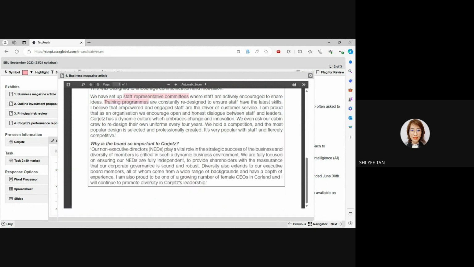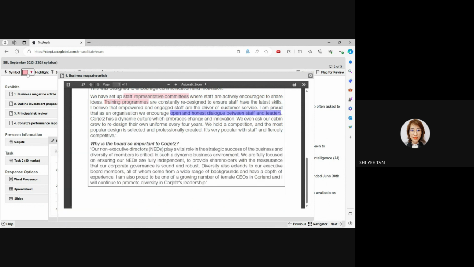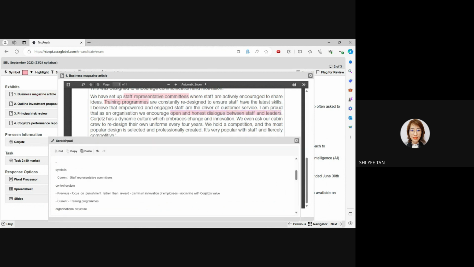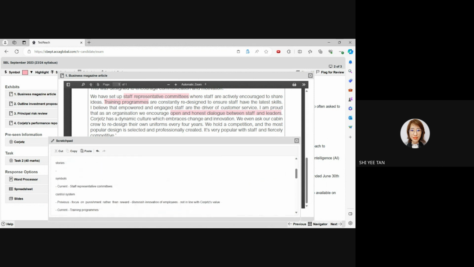Okay, and all right. I believe that empowered and engaged staff are the driver of customer service. I also believe so. I'm proud that as an organization, we encourage open and honest dialogue between staff and leader. This is a new so-called style. This one is almost the same as this one, interactive chat. So it's almost the same.